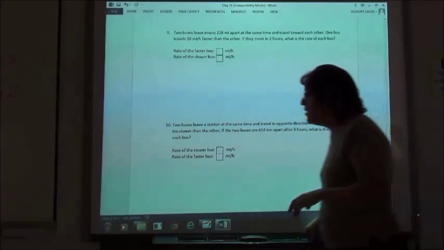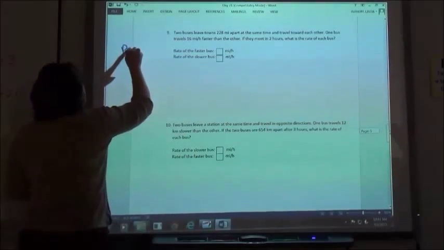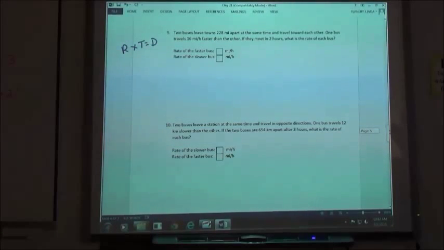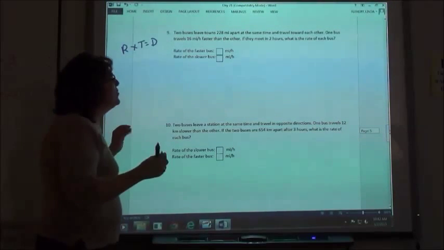Now, the next ones are still using that rate times time equals distance, but now they're not going against and with something, and they mix these 2 kinds of problems together. I don't know why, but they did. But what we want to think about is what's happening here.